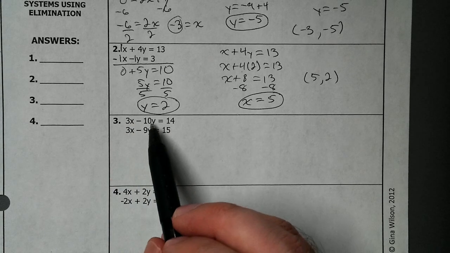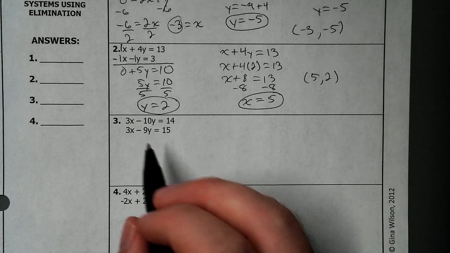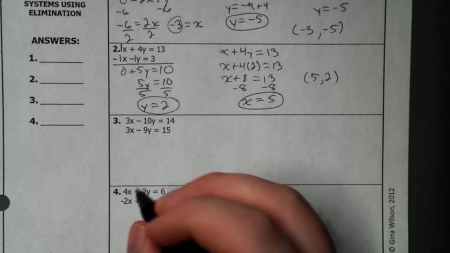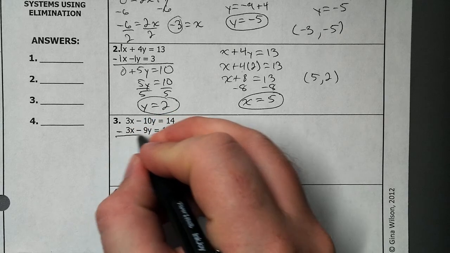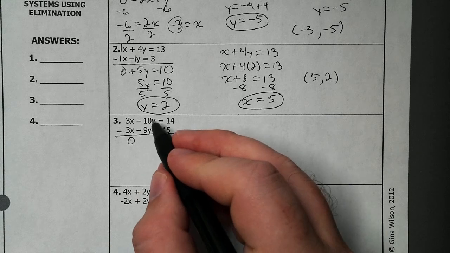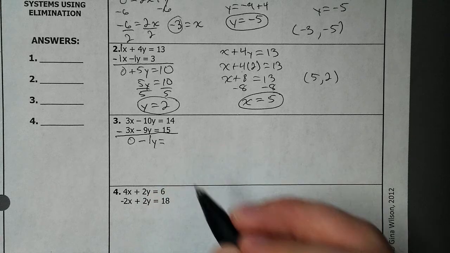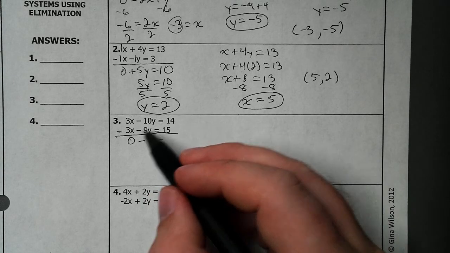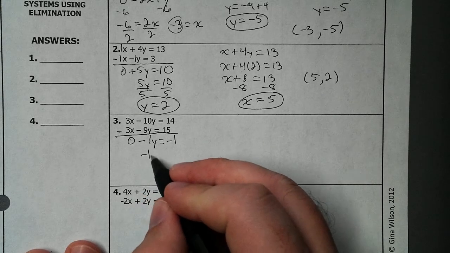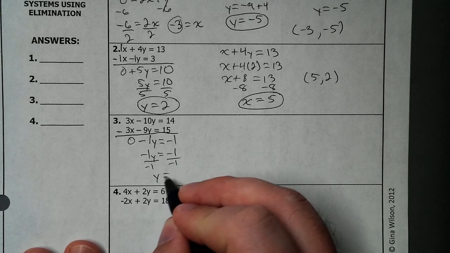Well, 3 and 3 are the same, 10 and 9 are not. So we're going to cancel our x's. How would I cancel those x's? By adding or subtracting. Well, once again, we have subtract. 3 minus 3 is 0, so there goes the x's. Negative 10 minus negative 9 will give me negative 1y. And then 14 minus 15 will give me negative 1. So the 0 goes away, I get negative 1y equals negative 1, so divide by negative 1, and I get y is equal to 1.